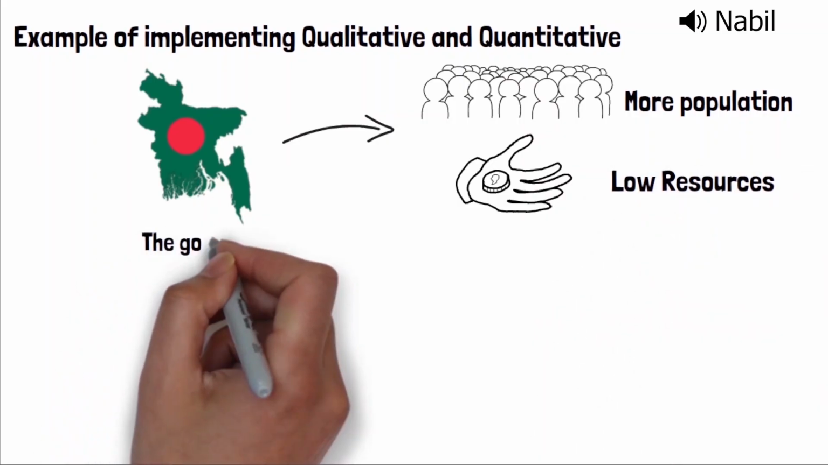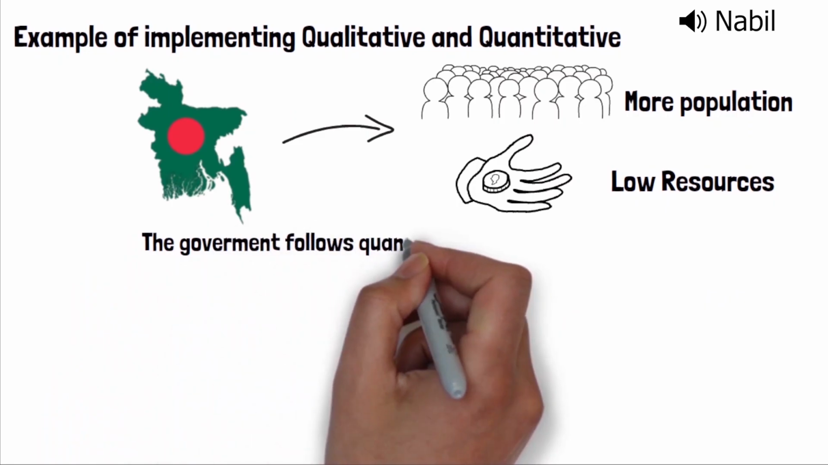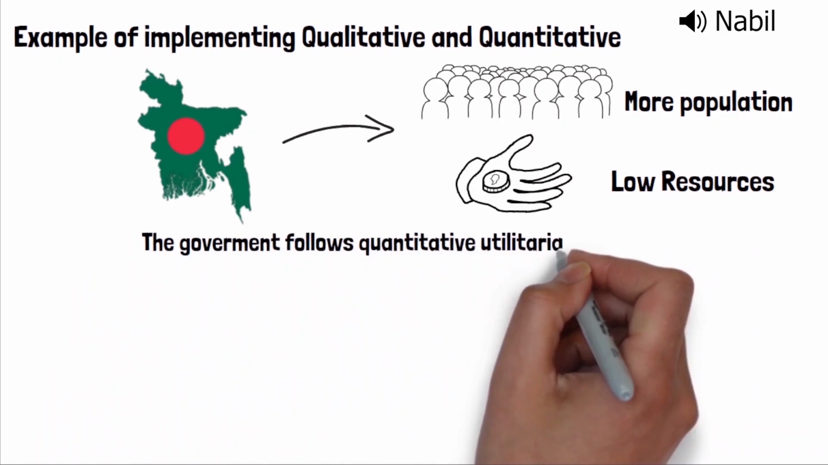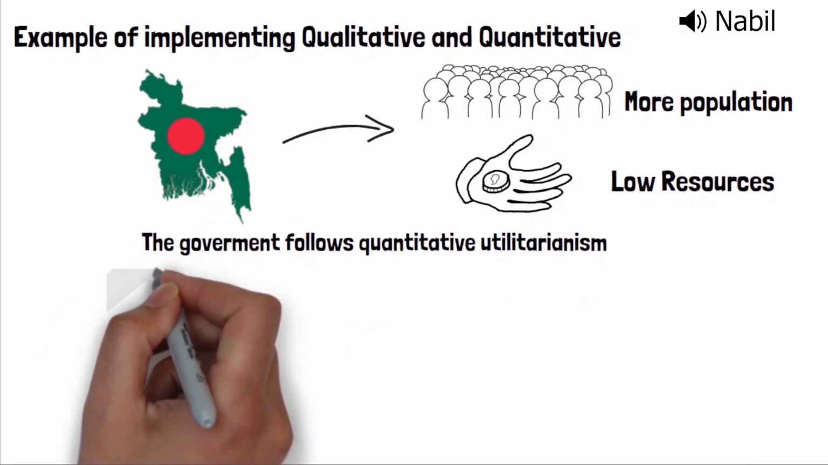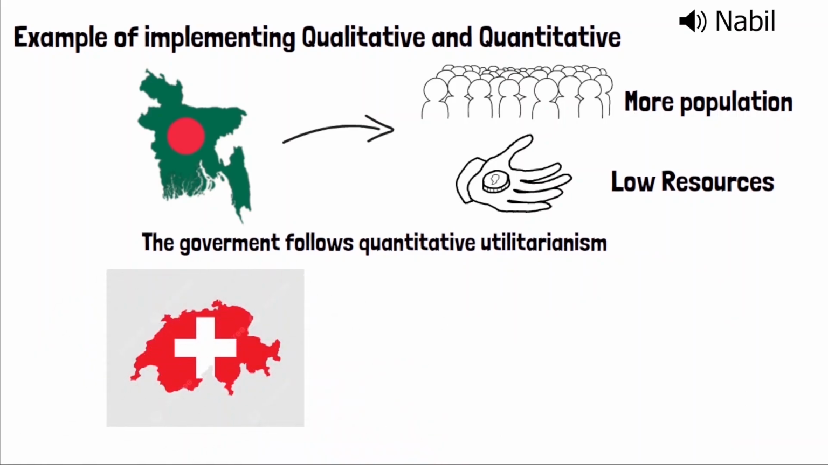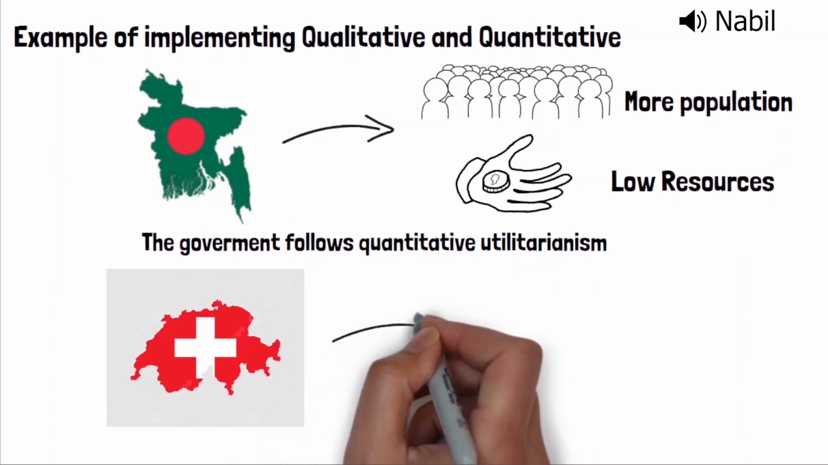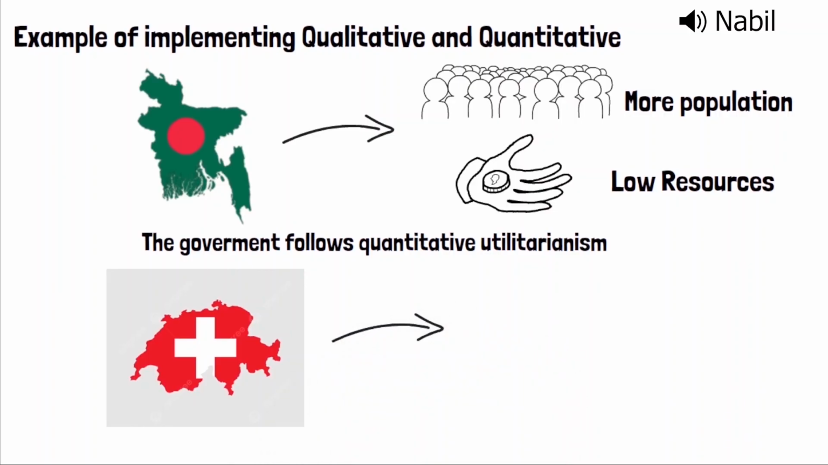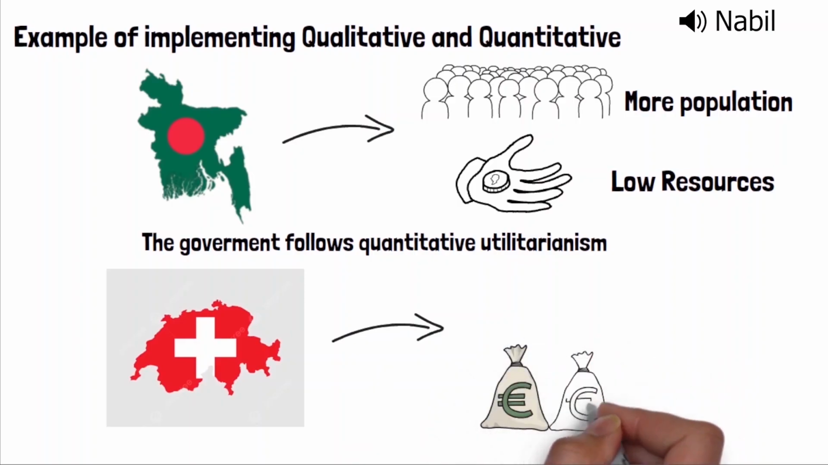On the other hand, Switzerland presents a contrasting scenario. It is one of the best places to live in the world due to its low population and an abundance of resources. The government here can afford to invest more in advanced healthcare, quality education, environmental sustainability, and overall citizen well-being. With fewer basic needs to worry about, Switzerland can focus on enhancing the standard of living, supporting innovation, and maintaining a high level of public services.